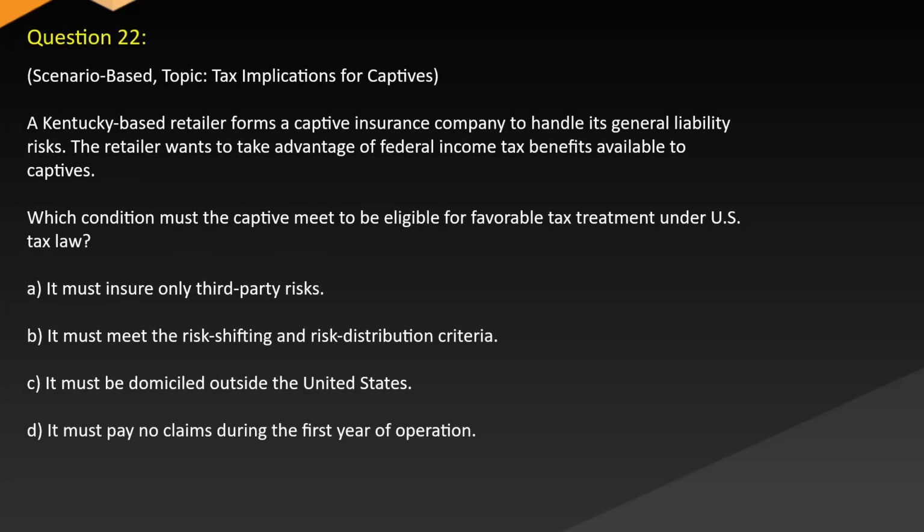Question 22. Scenario-based. Topic: Tax implications for captives. A Kentucky-based retailer forms a captive insurance company to handle its general liability risks. The retailer wants to take advantage of federal income tax benefits available to captives. Which condition must the captive meet to be eligible for favorable tax treatment under U.S. tax law? A. It must insure only third-party risks. B. It must meet the risk shifting and risk distribution criteria. C. It must be domiciled outside the United States. D. It must pay no claims during the first year of operation.